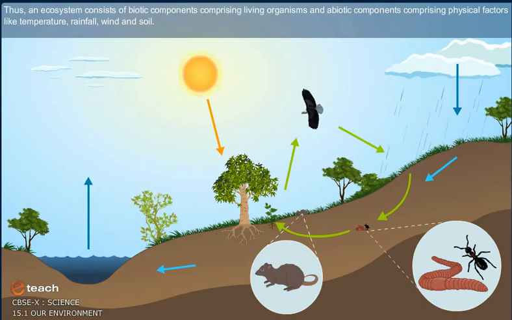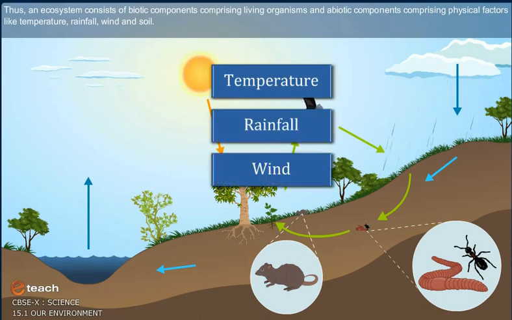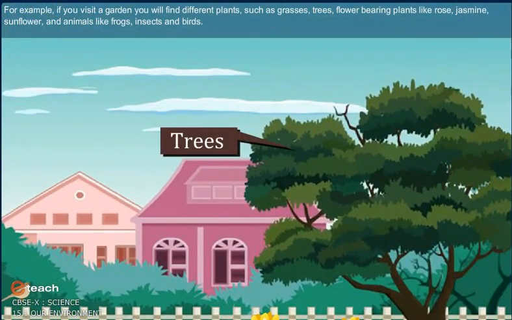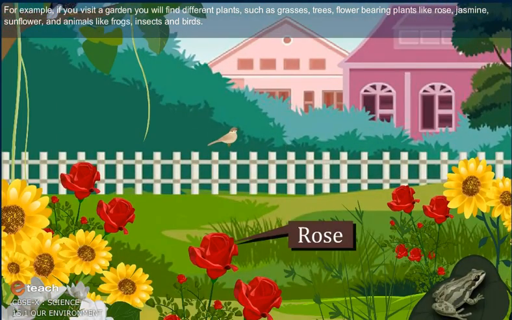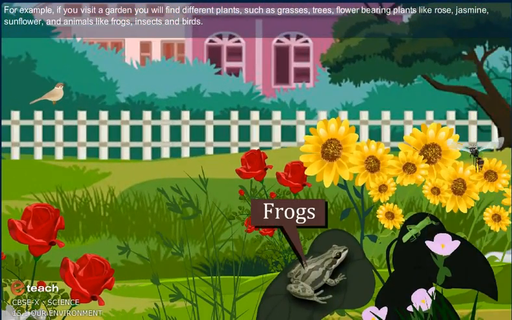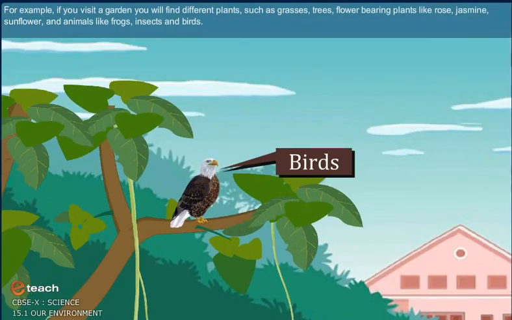Thus, an ecosystem consists of biotic components comprising living organisms and abiotic components comprising physical factors like temperature, rainfall, wind, and soil. For example, if you visit a garden, you will find different plants such as grasses, trees, flower-bearing plants like rose, jasmine, sunflower, and animals like frogs, insects, and birds.